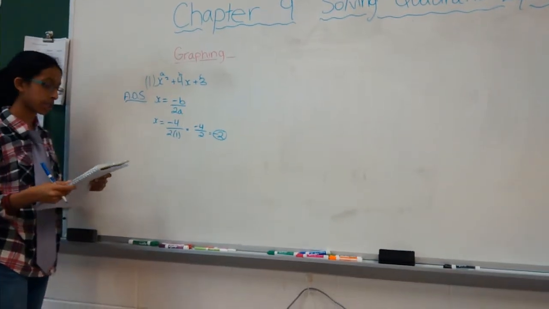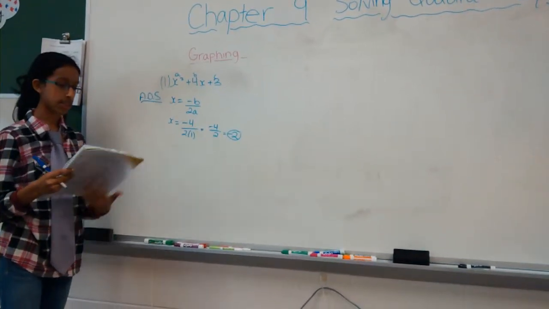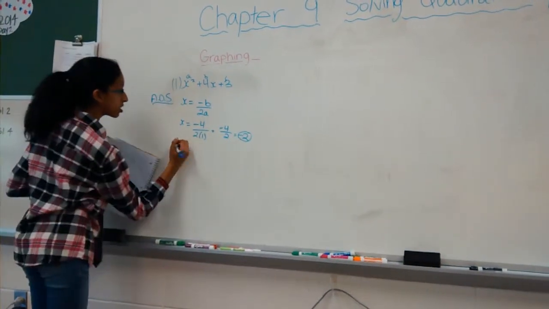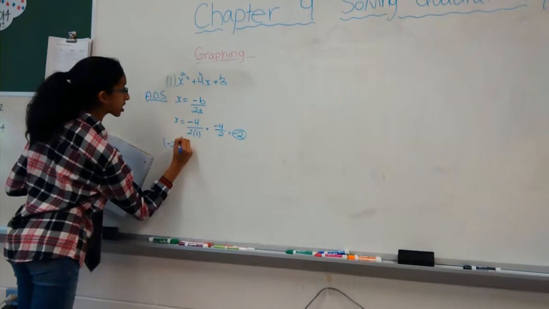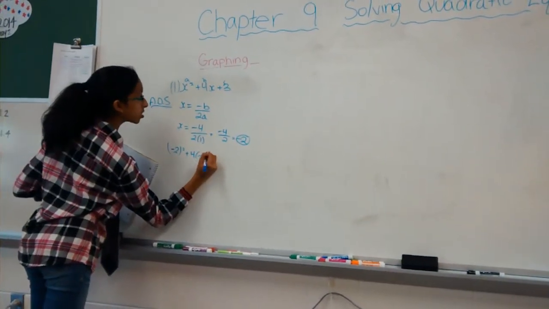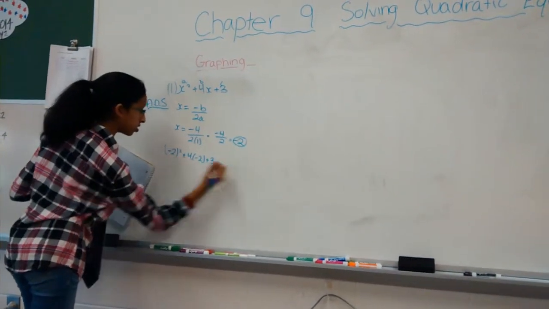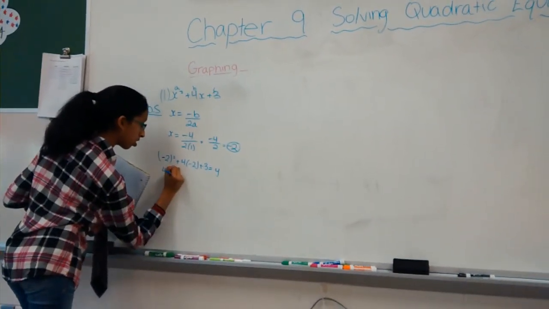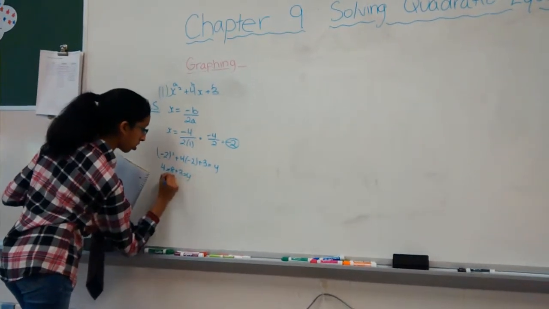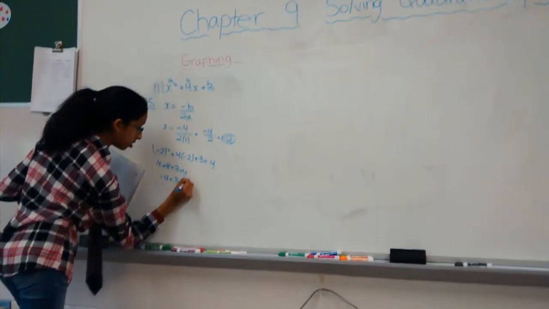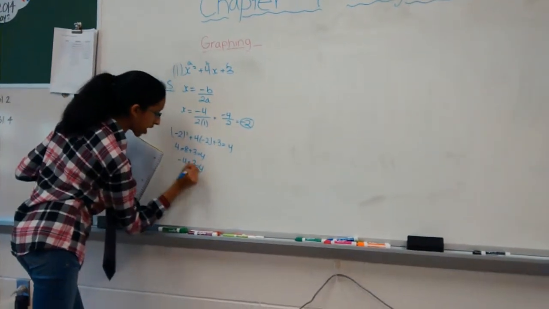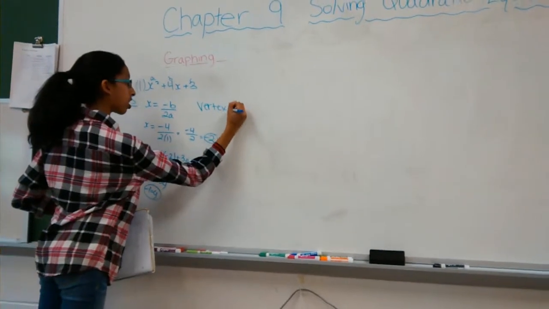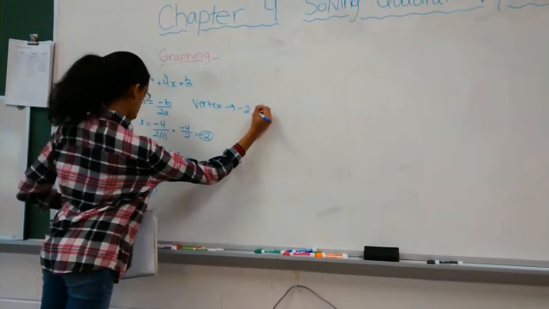Next, you're going to plug in negative 2 to find the y in our vertex. This is the x. Now we need to find the y. So you're going to plug in negative 2 for x. And then we get that y equals negative 1. So our vertex is negative 2 comma negative 1.